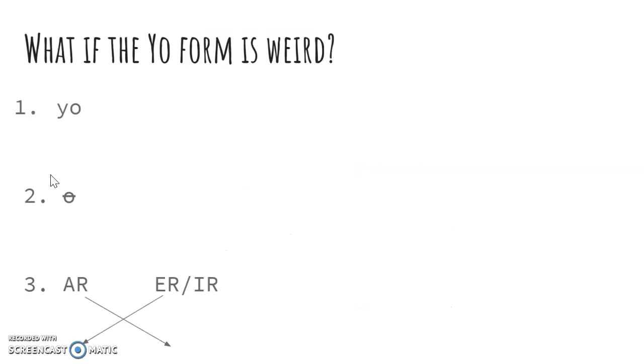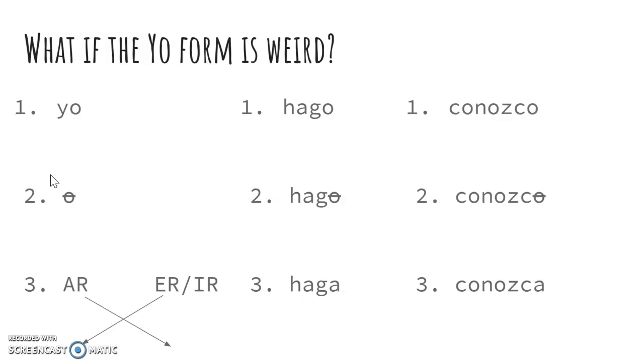Okay, so what if the yo form is weird? Same thing, follow the same pattern. Start with the yo, drop the o, add the opposite ending. So for example, a verb like hacer, the yo form is hago, right? Start with the yo, hago, drop the o, add the opposite ending. It becomes haga, hagas, haga, hagamos, hagáis, hagan, right? A verb like conocer becomes conozco, it's weird in the yo form. Same thing. Start with the yo, conozco, drop the o, add the opposite ending, conozca.